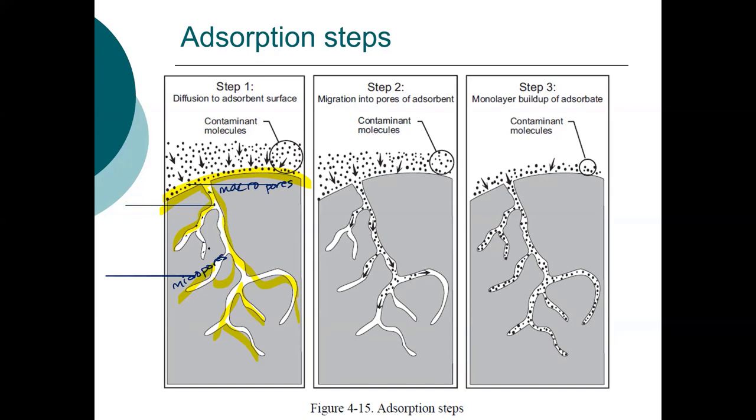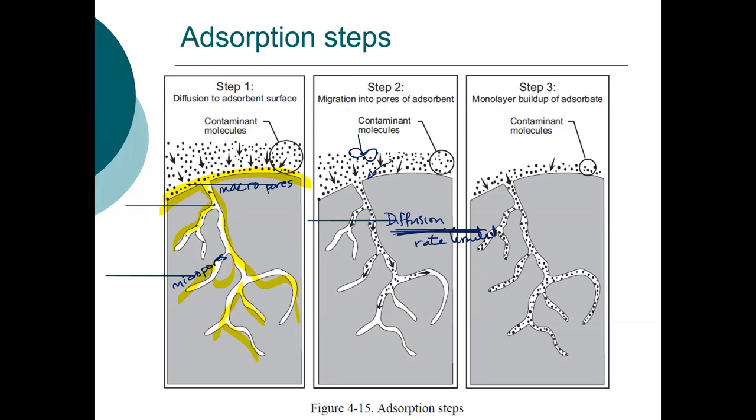Is it diffusion from high to low concentration? It is diffusion. We can use mixing to bring the particles to the surface, but once it's at the surface and once we're in the pores, those molecules are going to move by diffusion into the pore space. So it's diffusion that is your rate limiting step. How can I increase diffusion?